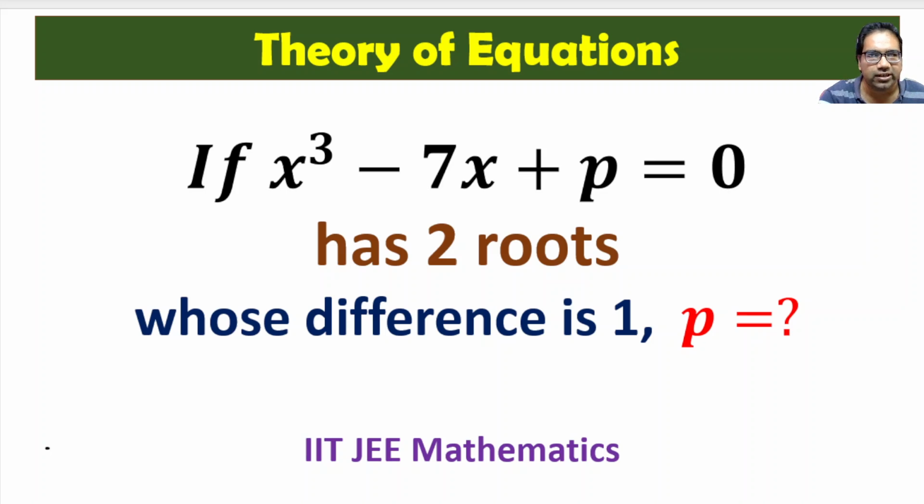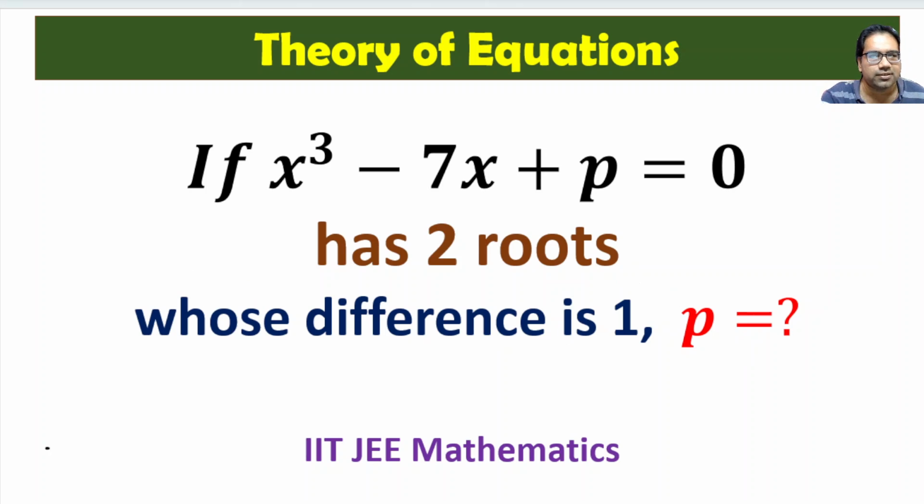Hi friends, here we are given x cube minus 7x plus p equals 0. This has two roots whose difference is 1. Then what is p? Here we are concerned about the real p only. We are not concerned about complex p, complex numbers. We are concerned about real numbers, when two roots have a difference of 1.